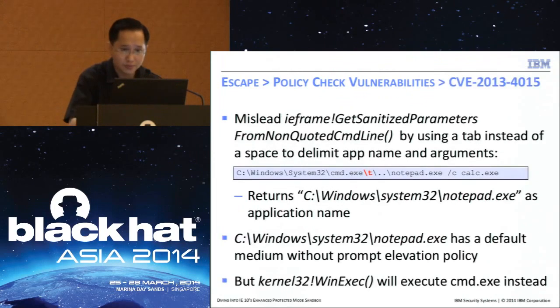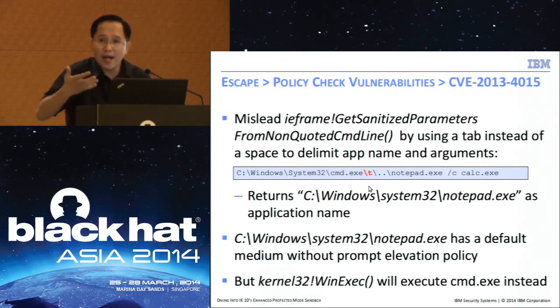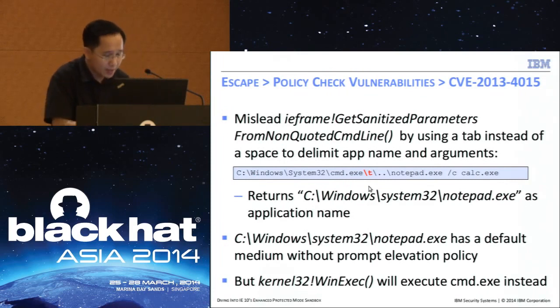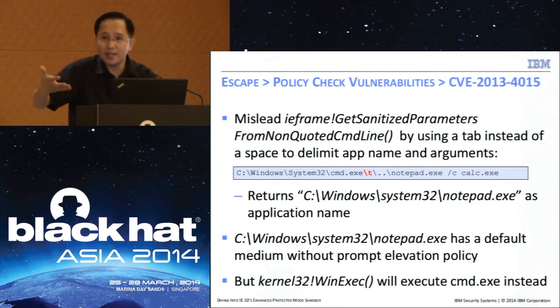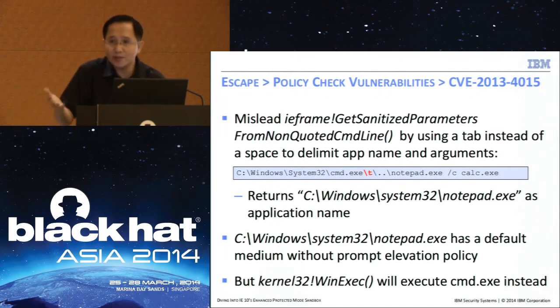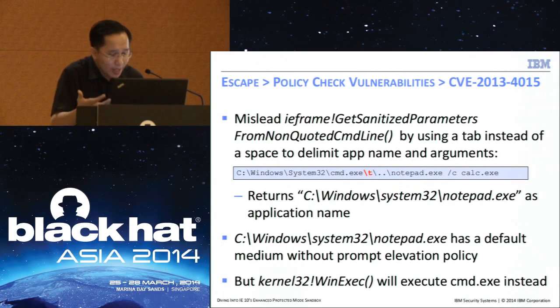And that is not all. The bug was very easy to exploit. You just need to use a tab instead of a space for delimiting an application name and arguments. So in this particular case, the broker will think that I will be executing Notepad. But when the broker passes this to WinExec, WinExec will execute cmd.exe instead. So you can just imagine what a simple tab character can do. This is the bug that I will use in my sandbox escape demonstration later.